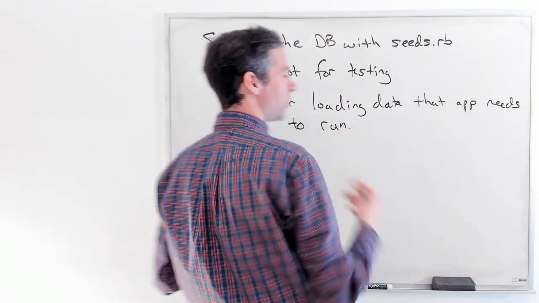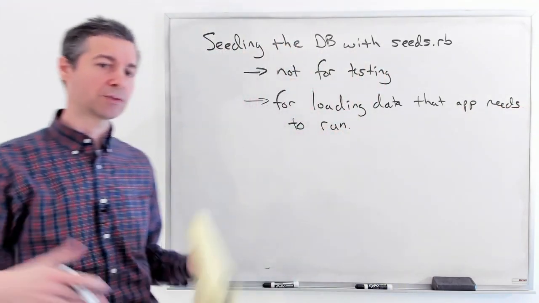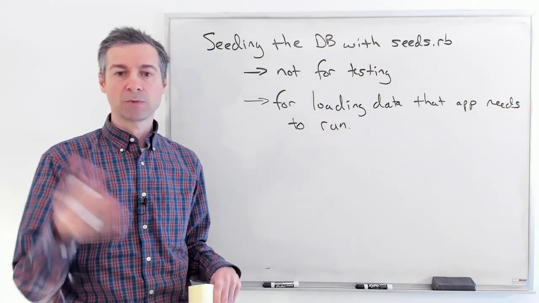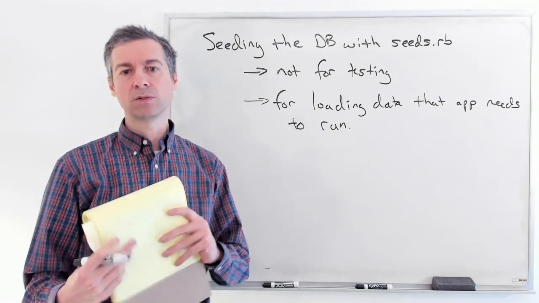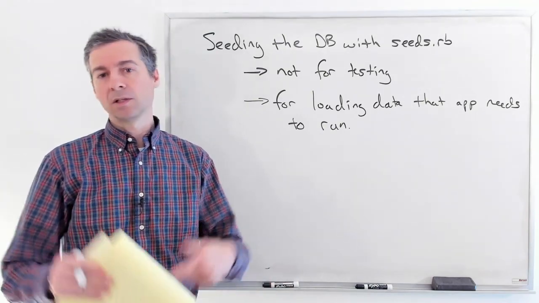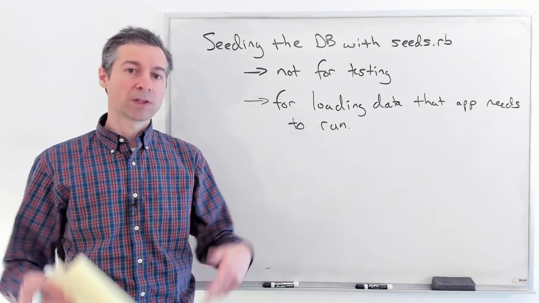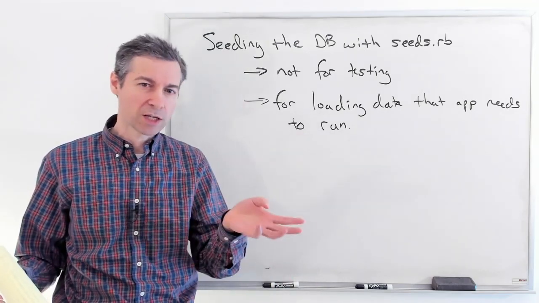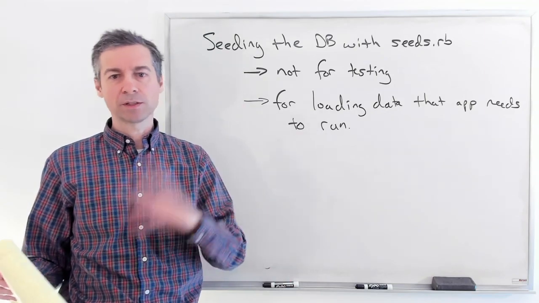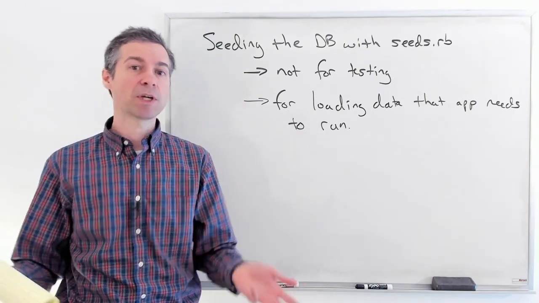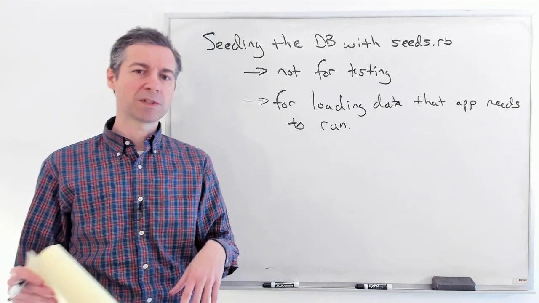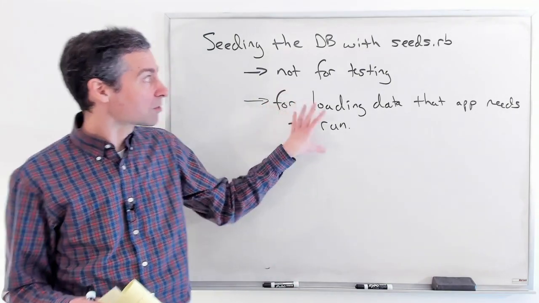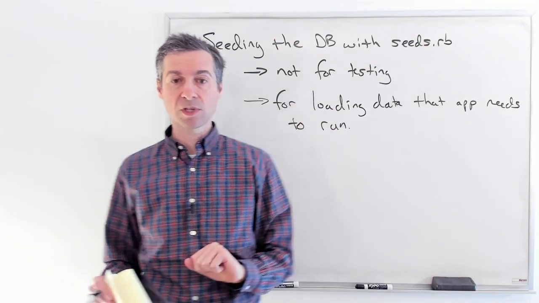So this might be, oh yeah, we've got a default account for an administrator. When we start the system, we seed the users with the admin account and a default password, so that the first person who comes to the system can log in as the administrator, change the email and the password, and they become the administrator. And everyone else who comes into the system is just a regular user. So that's something that you would do with your seeds.